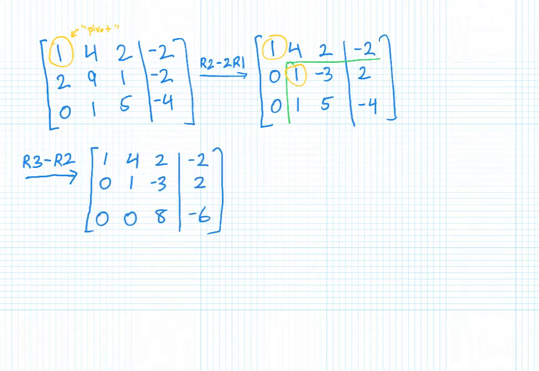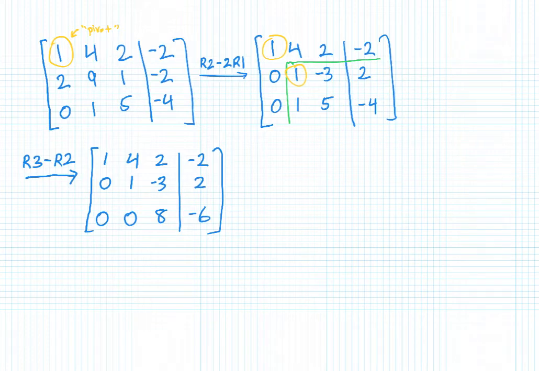And when we do that, row 1 stays the same, row 2 stays the same, row 3 is the only row that changes, and it becomes 0, 0, 8, minus 6. Again, be careful about the negatives. It's 8 because you're subtracting minus 3 from 5, so that becomes 8. And then it's minus 6 because you're subtracting 2 from minus 4.